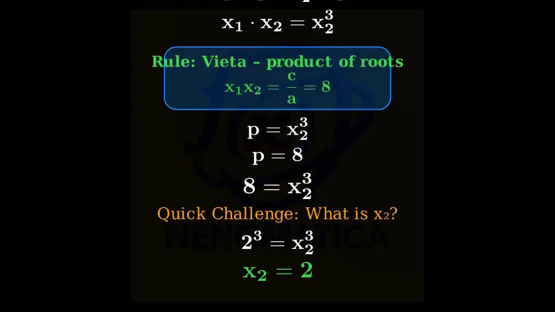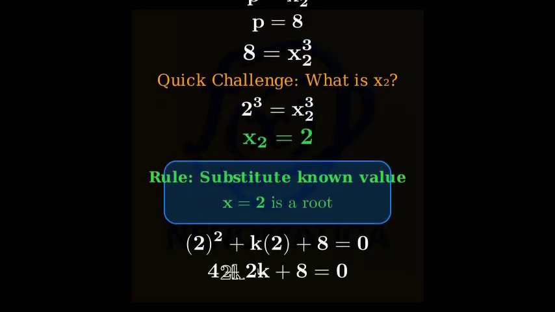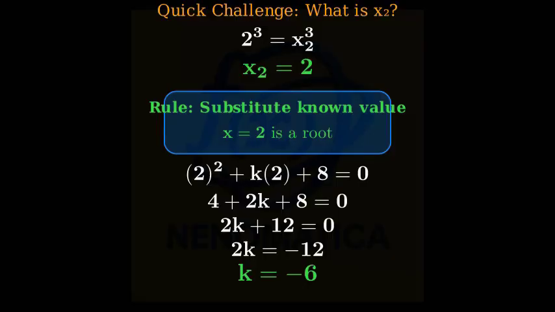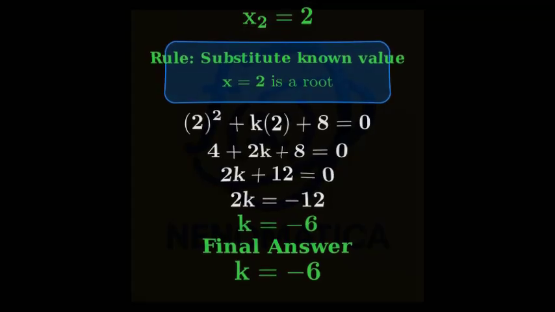Now substitute x sub 2 equals 2 into the original quadratic to find k. We write open parenthesis 2 close parenthesis squared plus k times 2 plus 8 equals 0. Then simplify line by line until k equals negative 6. Therefore, the required value of k is negative 6.